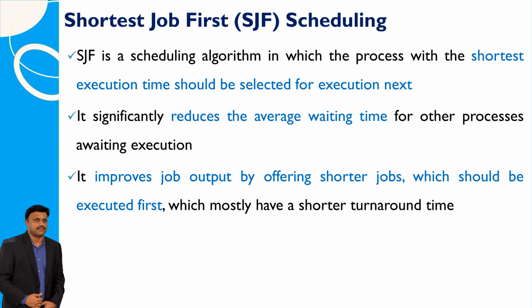Shortest job first scheduling is an algorithm that prioritizes processes based on their shortest execution time, ensuring that the briefest task is executed next. By minimizing waiting times for other processes, SJF effectively enhances overall system efficiency. Its emphasis on shorter jobs optimizes job output, leading to quicker turnaround times and improved performance.